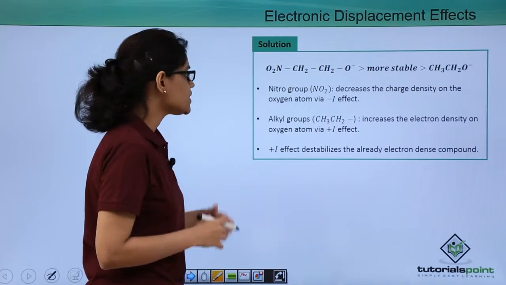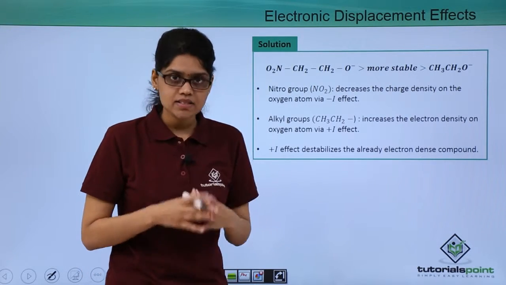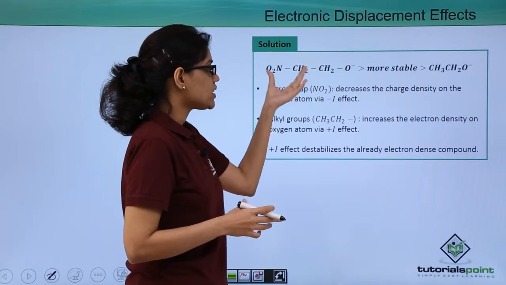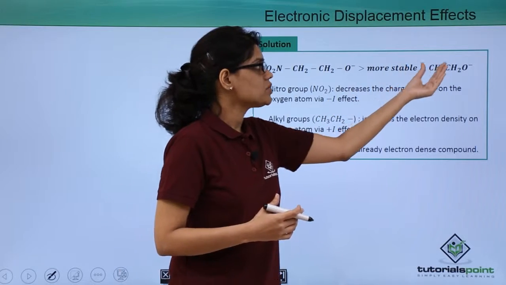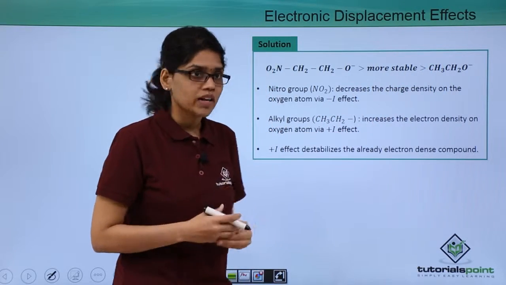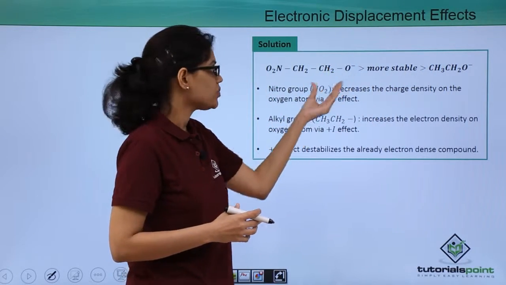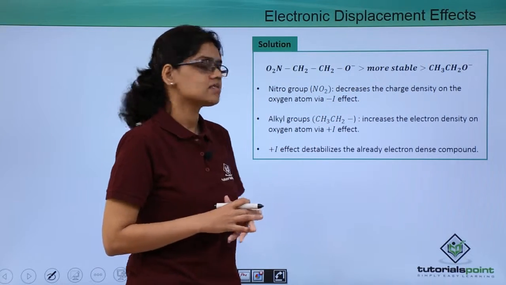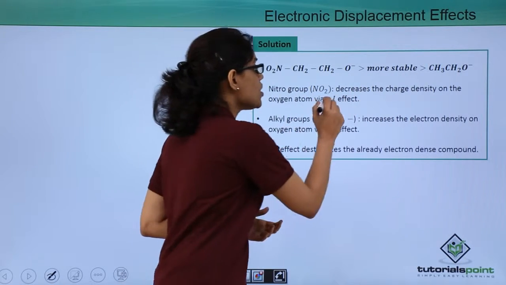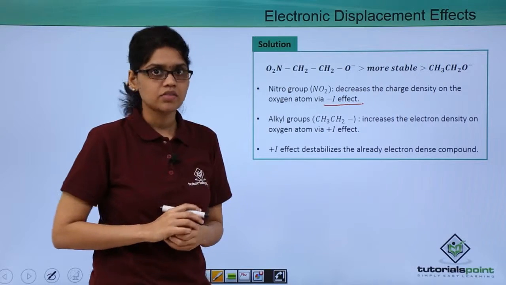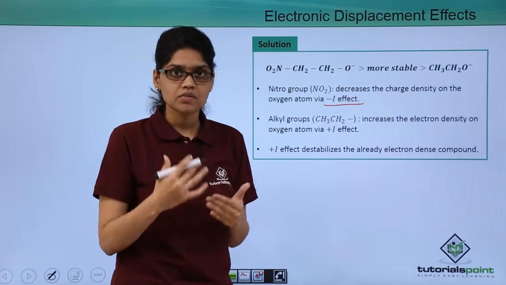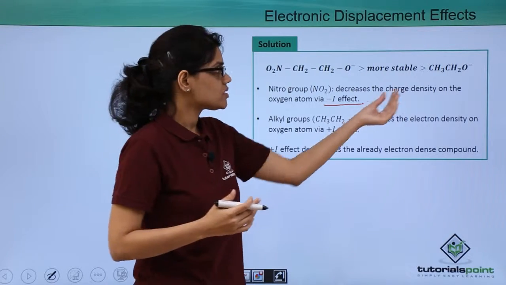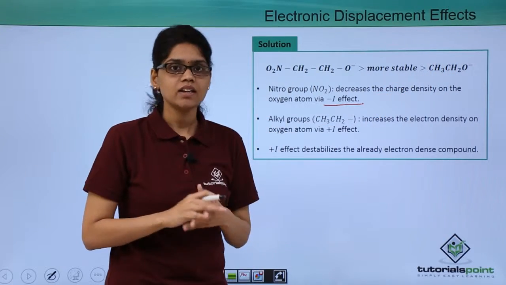Thus, based on all these understanding, we can easily see that structure 1, that is NO2 CH2 CH2O minus, is more stable as compared to CH3 CH2O minus. Why? Because in this electron rich system, NO2 decreases the charge density on oxygen atom via minus I effect, that is inductive effect, whereas CH3 CH2 is essentially alkyl group, plus I effect, and increases the electron density on oxygen atom, making it highly unstable.